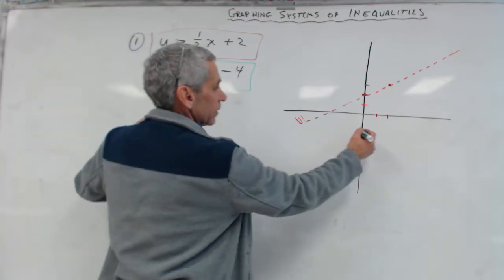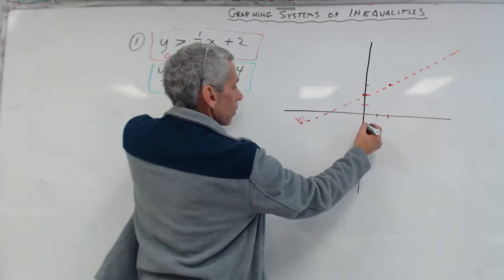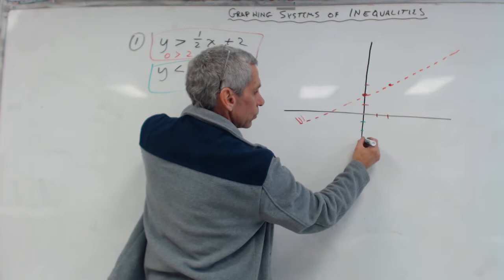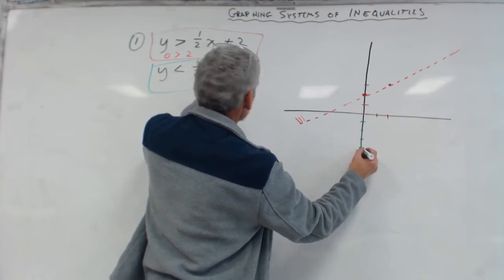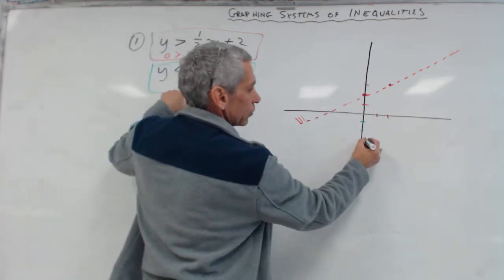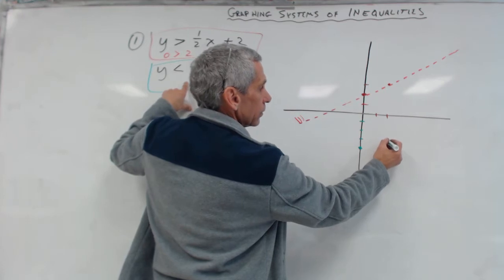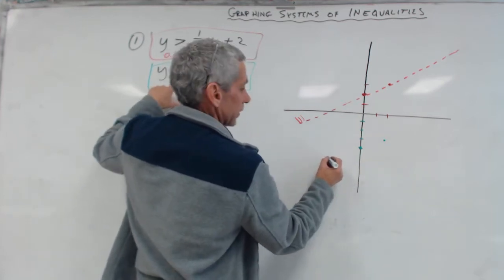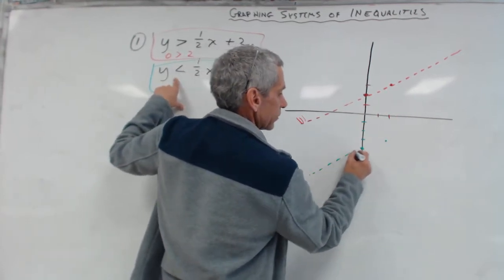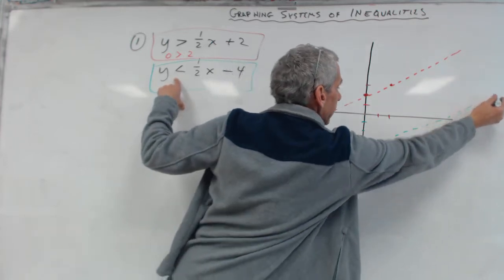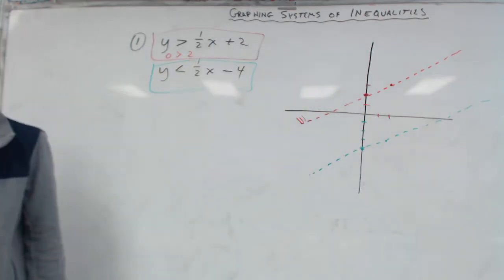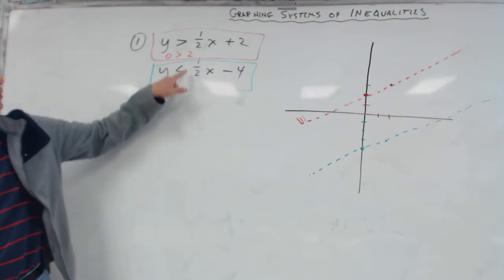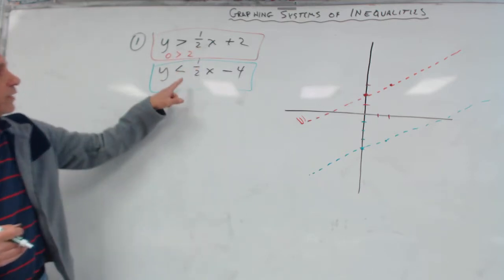My next line is down 4. 1, 2, 3, 4. Put a dot. I'm going to rise 1, run 2, put a dot. I'm going to draw my line. It's dashed, right? Are they going to ever cross? No, they're never going to cross because they have the same slope. Never, never, ever. Now, which way do I shade?